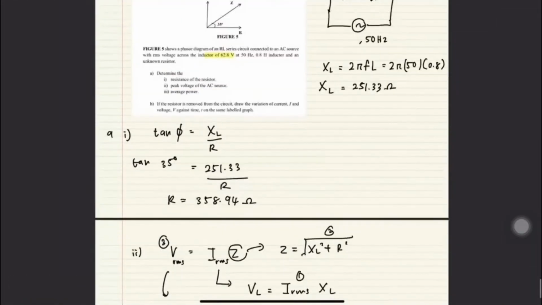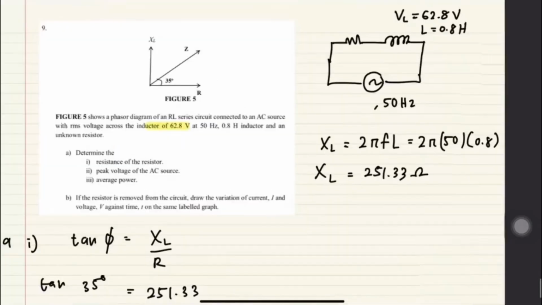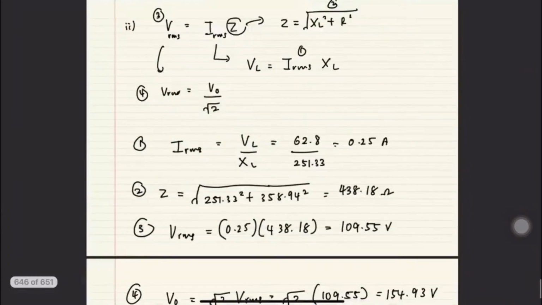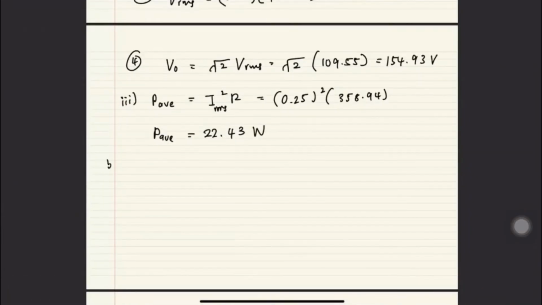And then question B: if the resistor is removed from the circuit, draw the variation of current I and voltage against time on the same level graph. Now the resistor is removed, so tinggal inductor. So the circuit now becomes a single component, which is the inductor. And then they ask you to draw current dengan voltage variation with time.